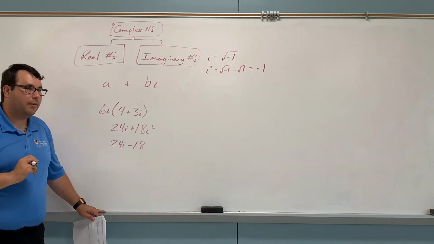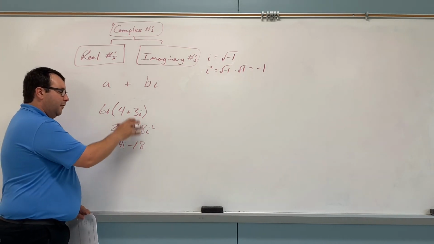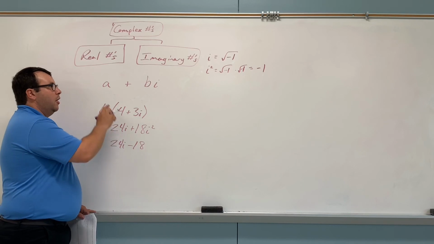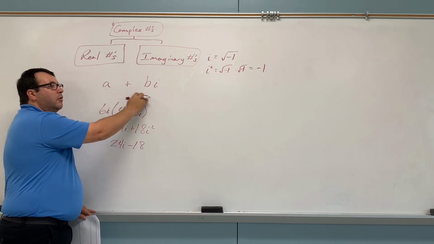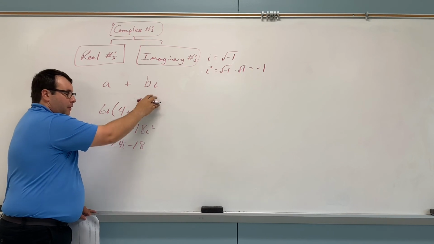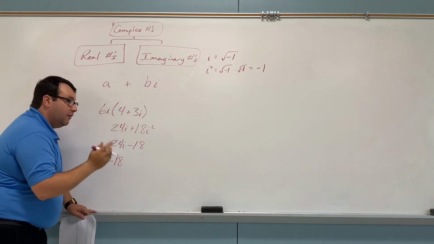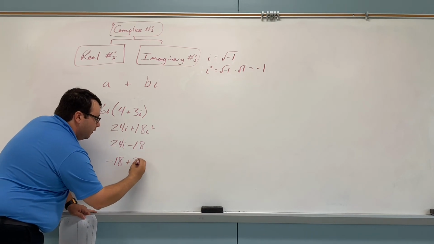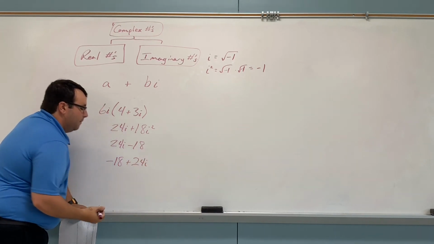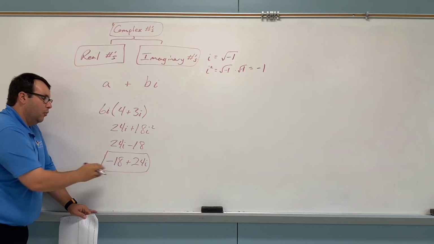But there's a small problem here, only with the formatting though. The math is all correct. However, we always write our complex numbers with real, then imaginary. So we have to rearrange this. We have negative 18, that's real, plus our imaginary 24i. So this is the proper format right here.